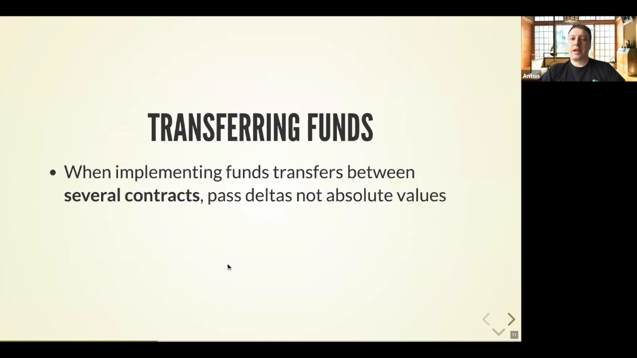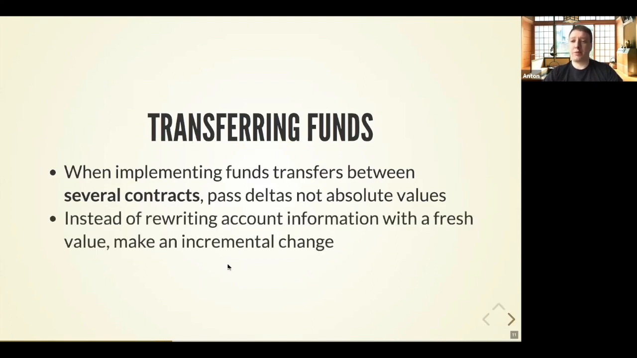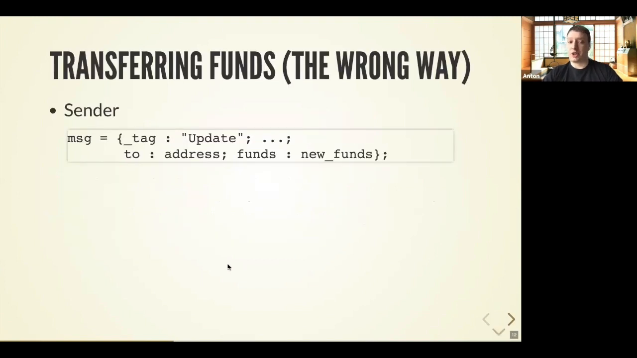Moving on. Let's say you have several interacting contracts and you want to pass funds between them. Sometimes people pass absolute values. So they have some kind of accounts map or accounts associative array. They compute the absolute values of the amount of funds a particular account holds, and they pass that. That's not very safe, because when you do that, you basically override account information with a fresh value instead of making an incremental change. And I'll be explaining in a bit how it can be bad for a contract.